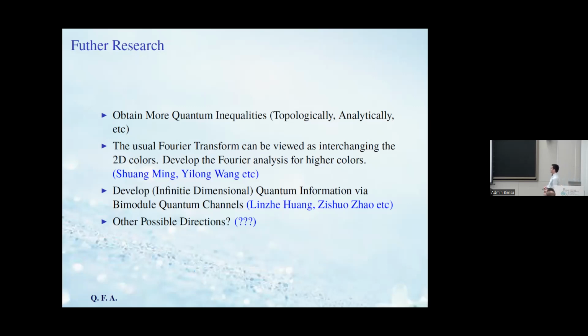So what other possible directions? We know that there are a lot of connections between the classical Fourier analysis and other fields, but we're still searching for other possible directions for our quantum Fourier analysis.